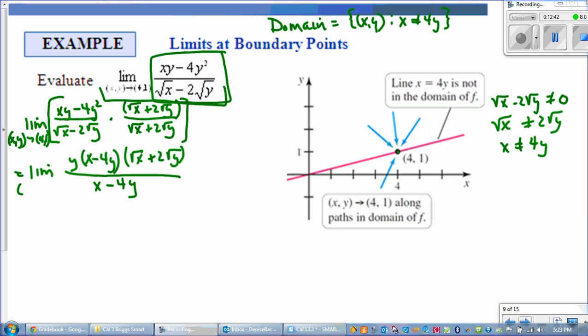And notice that that allows me to cancel a term, and that's actually the term that's causing that denominator to be 0. So again, when you have that common factor, all it's doing is it's taking a line out of whatever the graph of that other surface is. So canceling these two terms, this becomes the limit of y times the square root of x plus 2 times the square root of y.